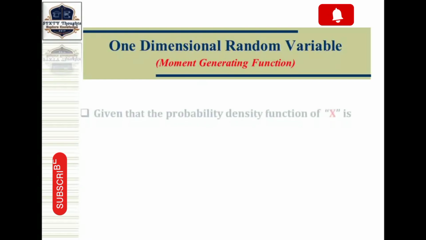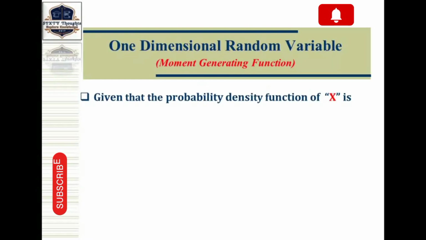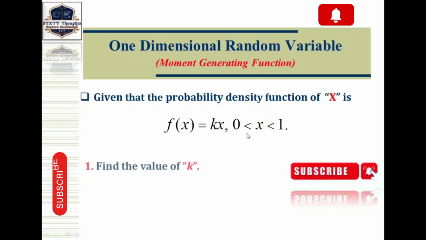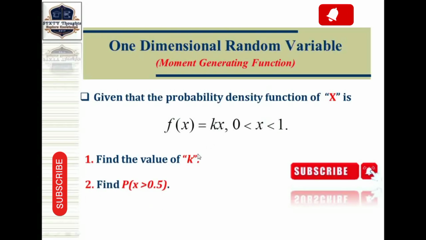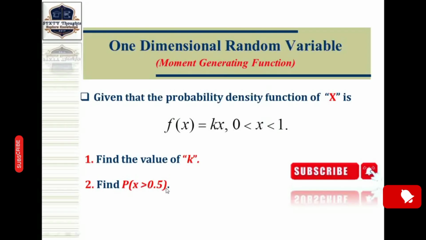In this video lecture, we will discuss one of the interesting problems. Let us see one problem. Given that the probability density function of capital X is f(x) = kx, where x varies from 0 to 1. Find the value of k. That means in the given function, they have given one constant. First we are going to find the value of k. Second, find the probability of X greater than 0.5.